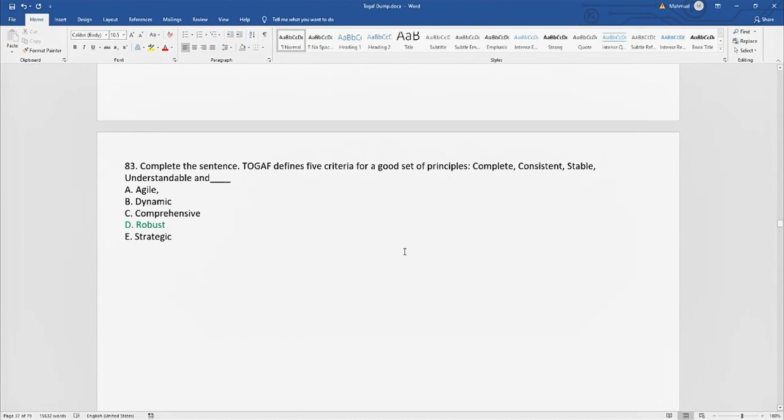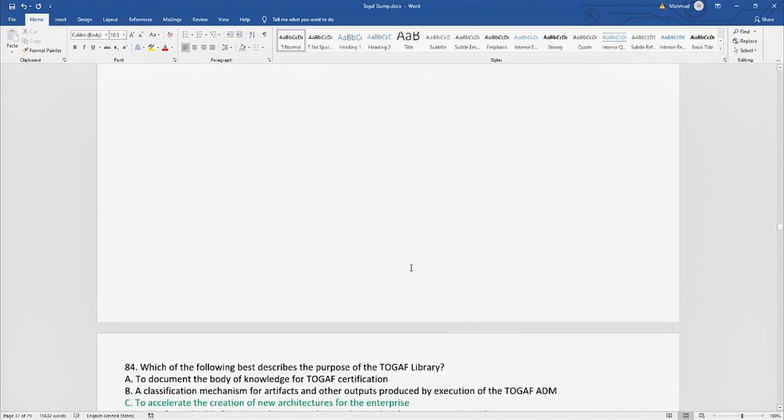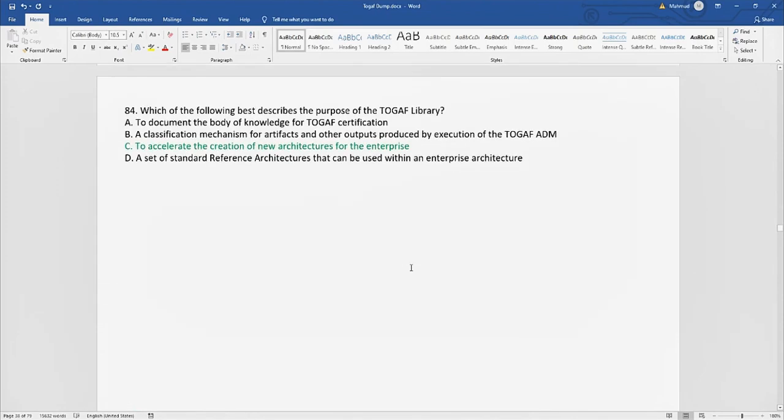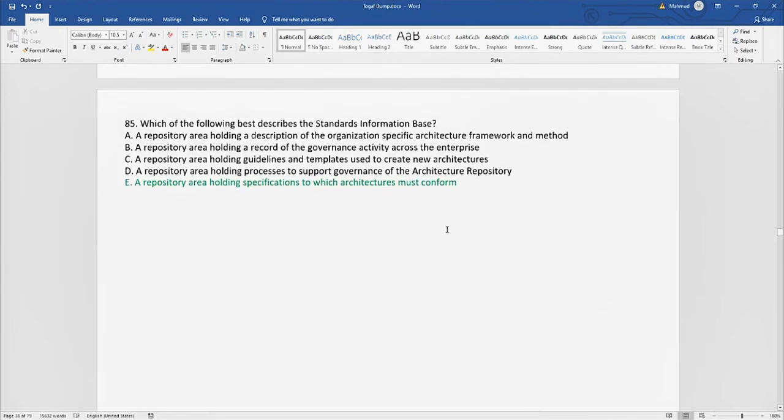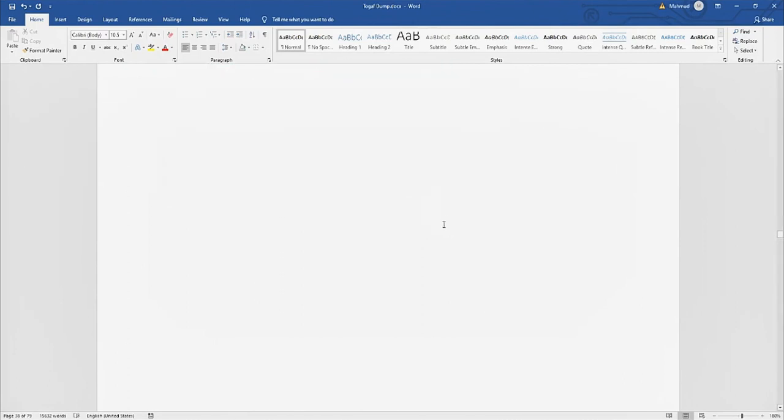Complete the sentence. TOGAF defines five criteria for a good set of principles: understandable, complete, consistent, stable, and robust. Which of the following best describes the purpose of the TOGAF library? To accelerate the creation of new architecture for the enterprise. Which of the following best describes the Standards Information Base? A repository area holding specifications to which architecture must conform.